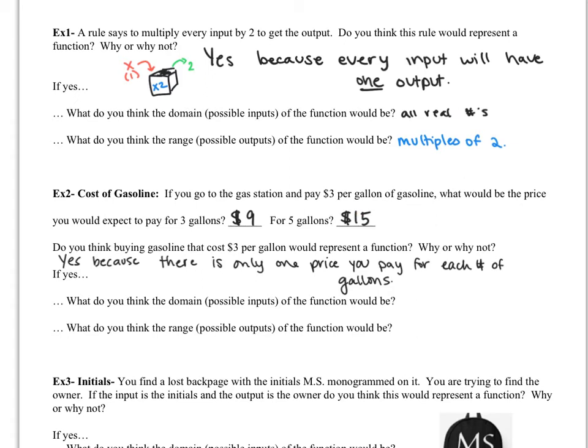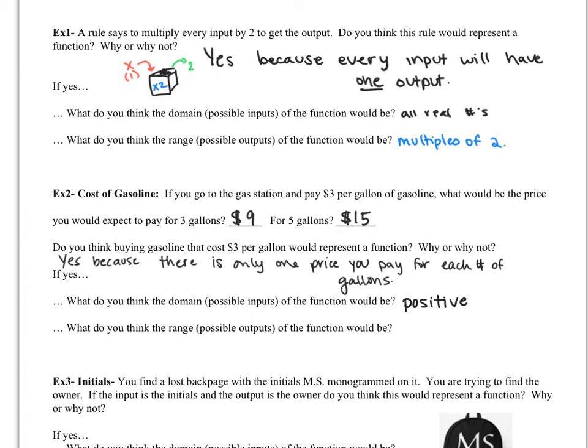So now let's talk about what the domain, which is our possible inputs, could be, and what the range would be. So in this one, if you think about up here where x could have been anything, remember that includes positive and negative numbers. But do you think it would be possible to buy any number of gallons of gas? If you think about the number line going in both directions, we'd only be able to buy positive numbers.